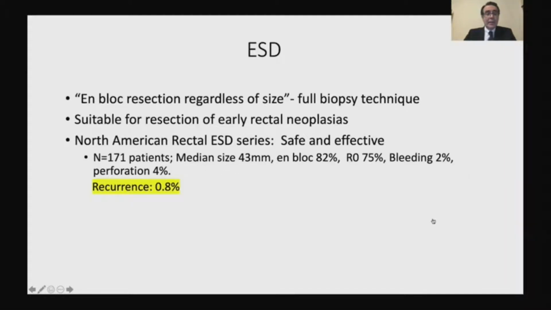ESD, we know that it was described in Japan. We try to remove the lesions in one piece. One of the difficult points is training. Nowadays, we already have experts in the Western countries, and in these North American series, the results for rectal polyps were as good as we hear from Japan and from the Eastern countries, with a very low recurrence rate, decent sized polyps, and very good en bloc and R0 resection rates.